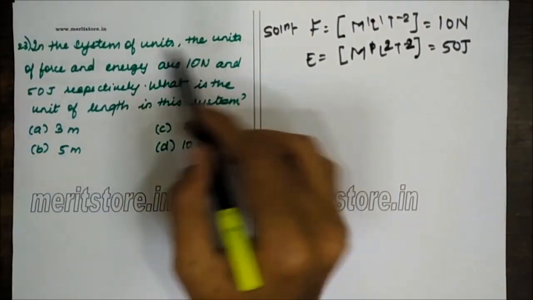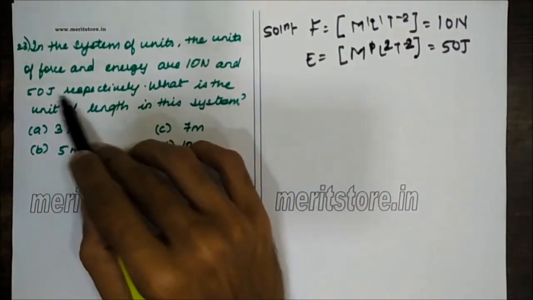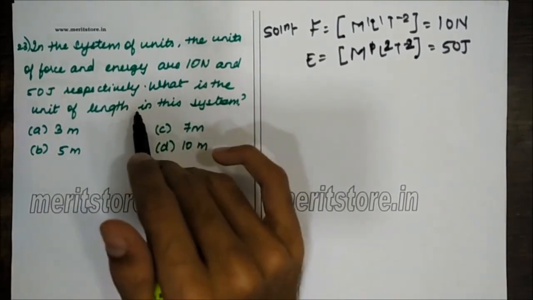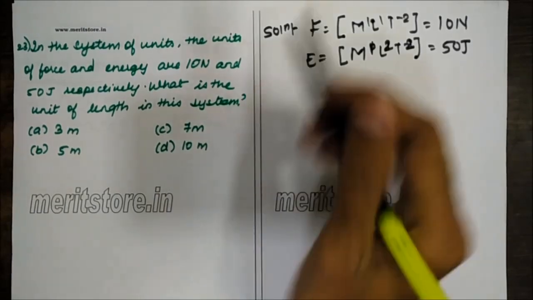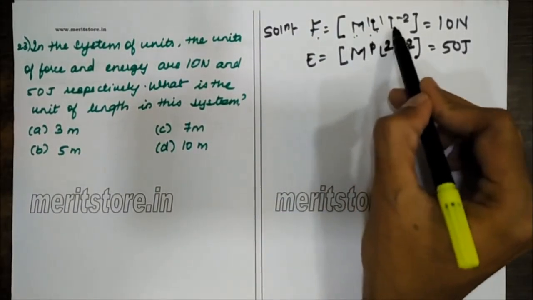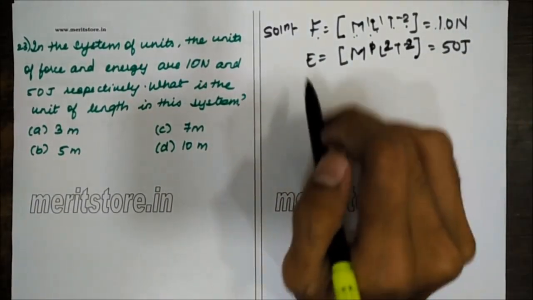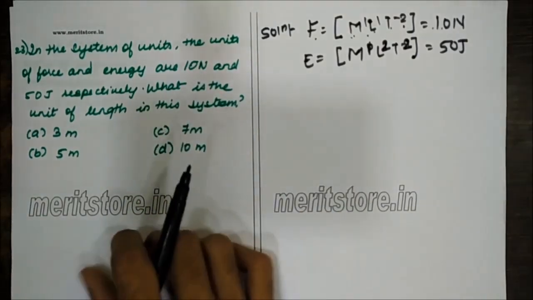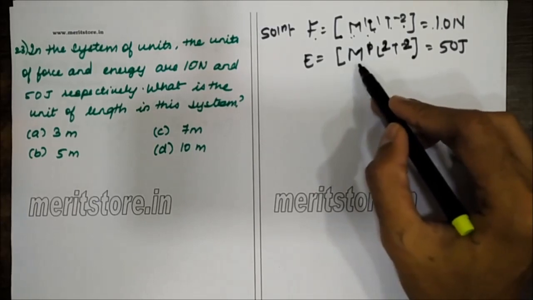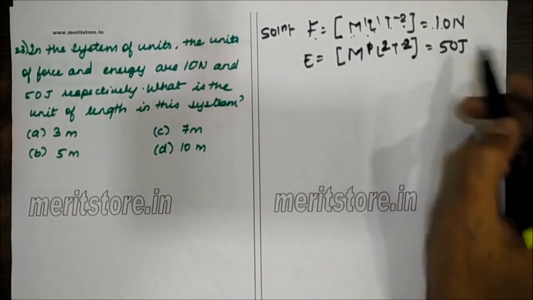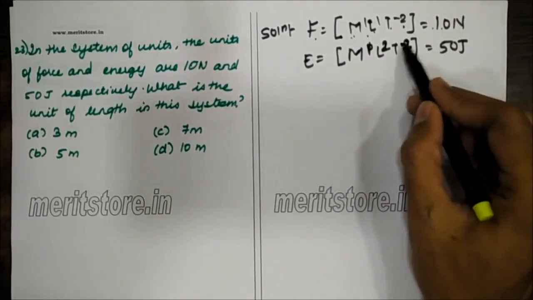In a system of units, the unit of force and energy are 10 newtons and 50 joules respectively. What is the unit of length in this system? 3 meters, 5 meters, 7 meters or 10 meters. For the force we have the dimension M^1 L^1 T^-2, which is equal to 10 newtons. For energy we have the dimension M^1 L^2 T^-2, which is equal to 50 joules.